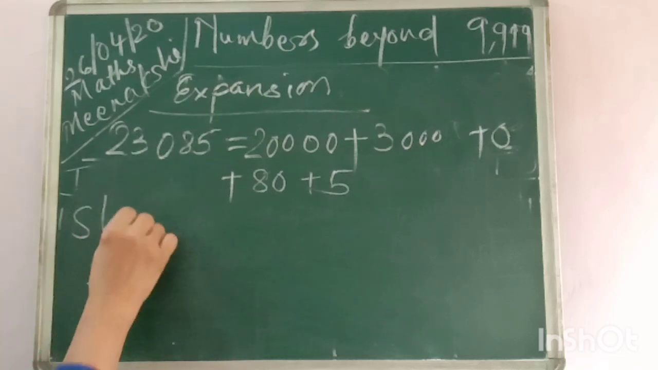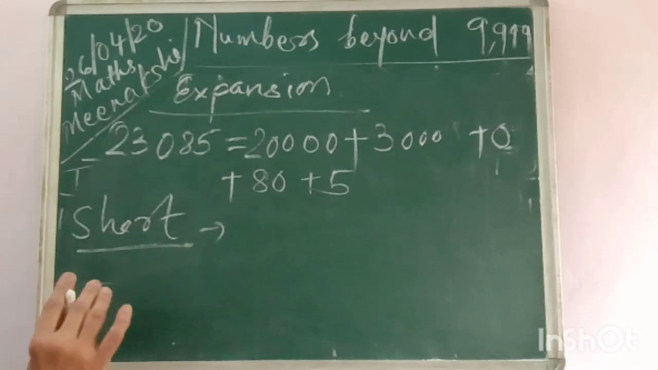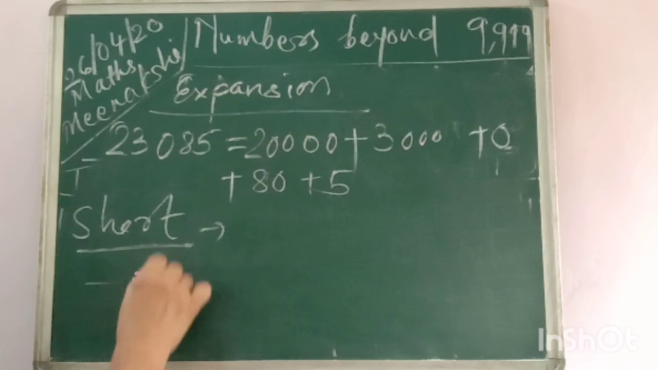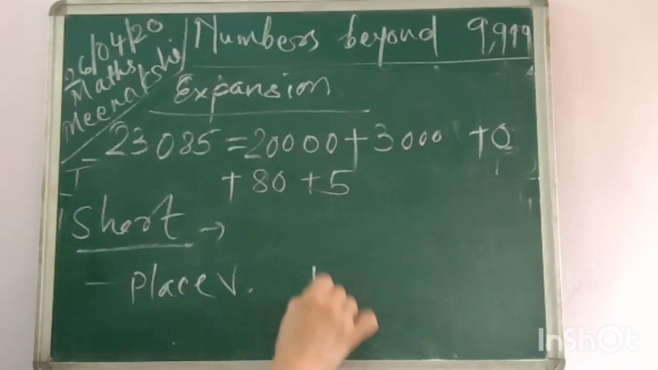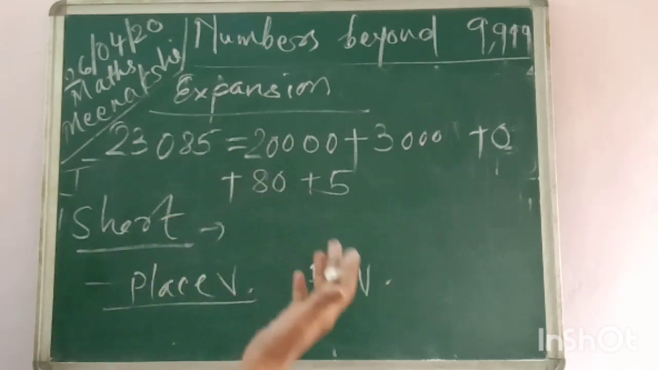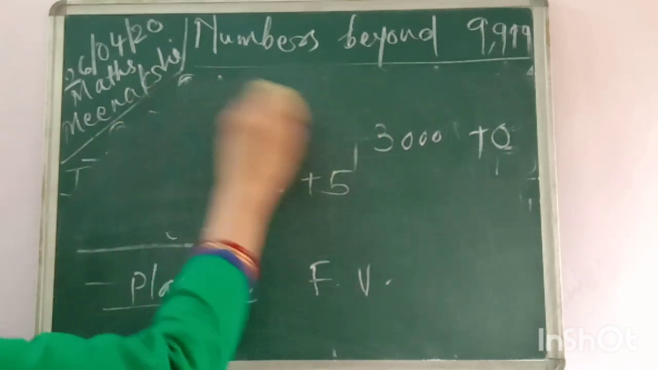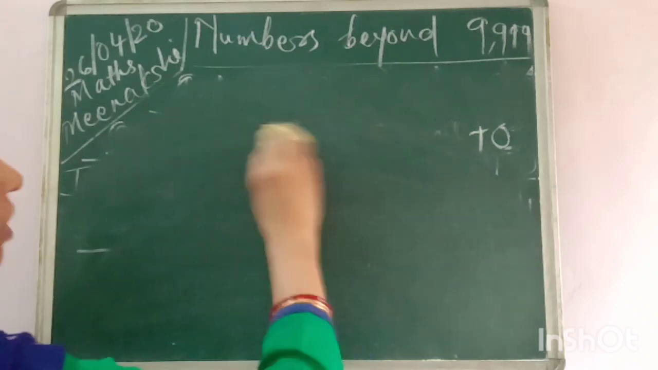Now what is the short form? Short form of a given number means you are writing the number by combining the face values of each digit in the correct form. That is the short form. And also children, we have defined place value and face value. Place value changes as the digit's place changes, but the face value of a digit always remains the same. So this is the expansion and short form of numbers.